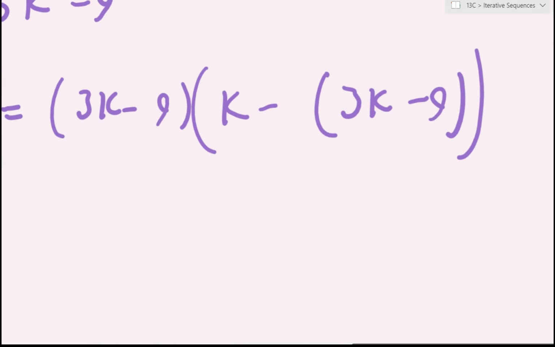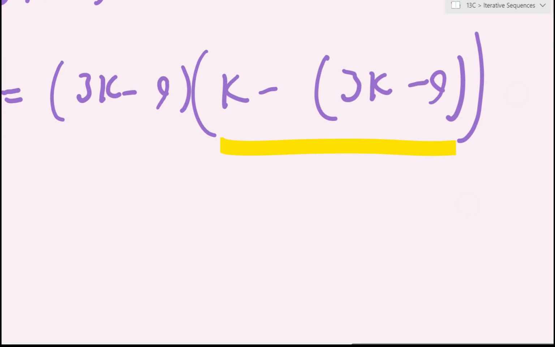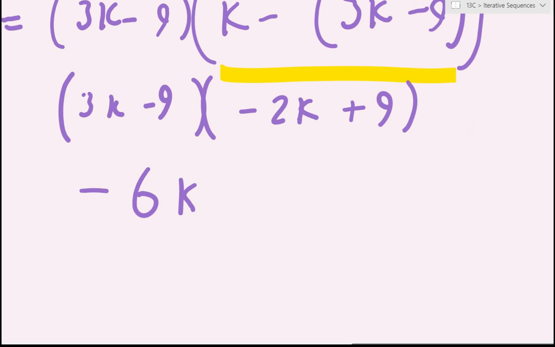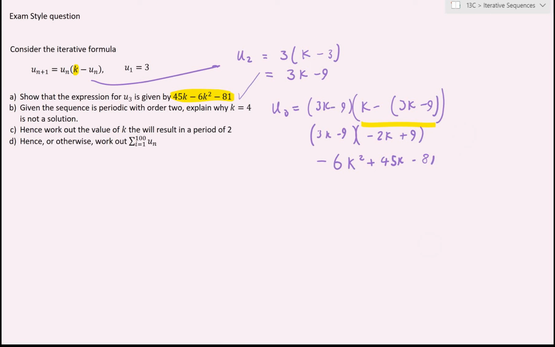Let's have a go at it. So first, I'm going to sort out this bracket here before I times them all out. I have k minus 3k, which is minus 2k. You also have minus 9, which gives me a plus 9 here. If you prefer, think of that minus as a minus 1 times that bracket, maybe that makes it a bit more straightforward for you. So we now have that times 3k minus 9, and we just expand it all out. So minus 6k squared. We then have 27 plus 18, which gives me 45k, and 9 times 9 is 81. And that is the same as this.